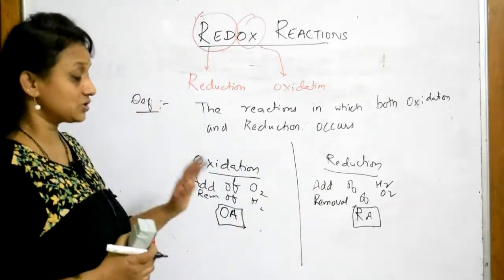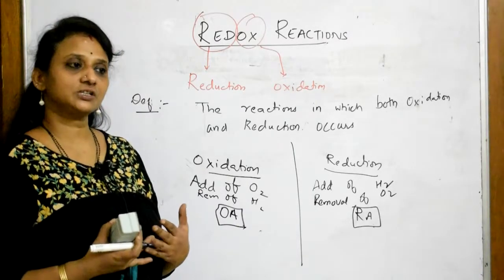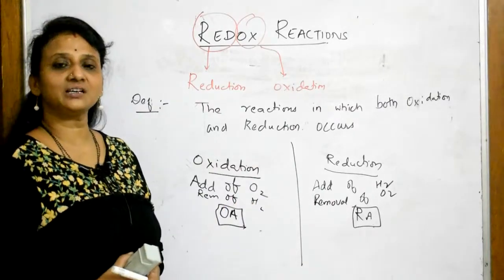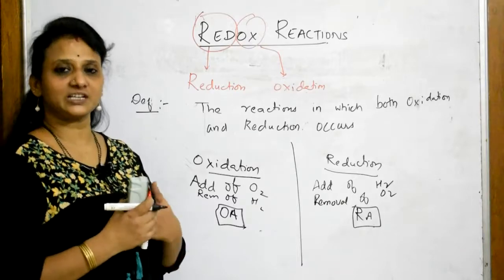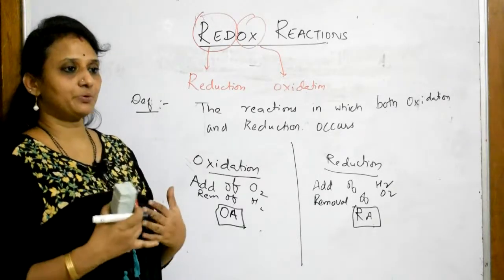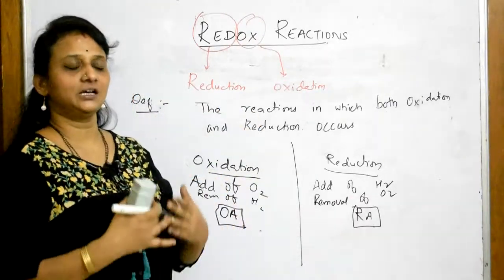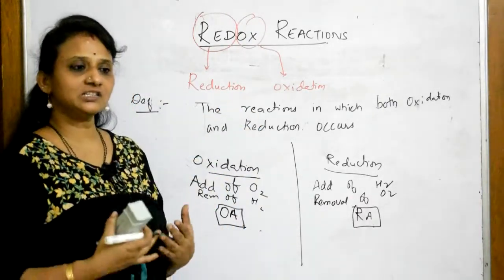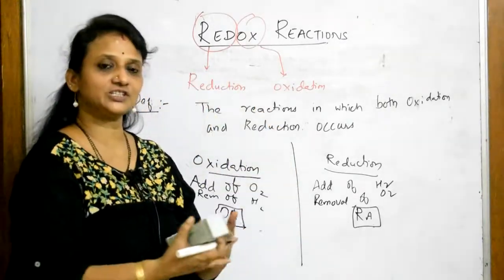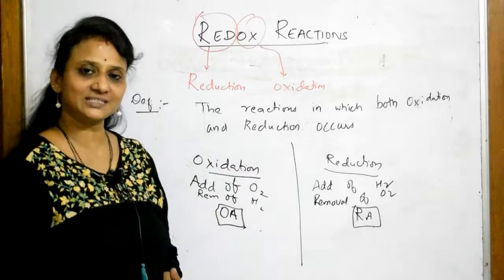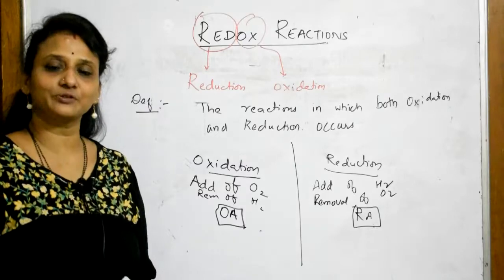Now what is an oxidizing agent? Remember, it's simple: the substance which provides oxygen to something is the oxidizing agent. Suppose I am a substance and I am providing oxygen to somebody, giving that oxygen supply. When you go to the hospital, the nurse puts an oxygen cylinder, so she is providing oxygen. I think it's not apt, but it is simple for you to remember.